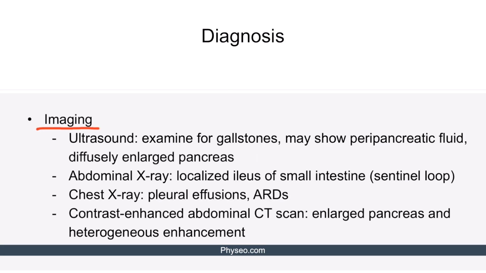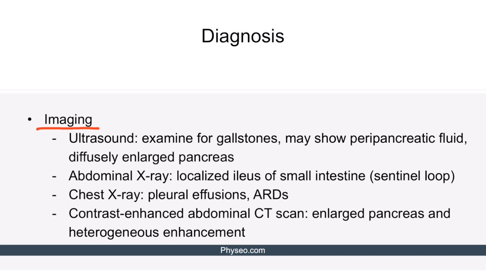Imaging should start with an ultrasound to look for gallstones, since this is the #1 cause of acute pancreatitis. On ultrasound, you may also see peripancreatic fluid and a diffusely enlarged pancreas. If an abdominal X-ray is obtained, there may be signs of localized ileus of the small intestine, which is visualized as a sentinel loop on the film. A chest X-ray may reveal a pleural effusion, which is due to transdiaphragmatic lymphatic blockage or a fistula, allowing leakage of pancreatic fluid into the chest cavity.